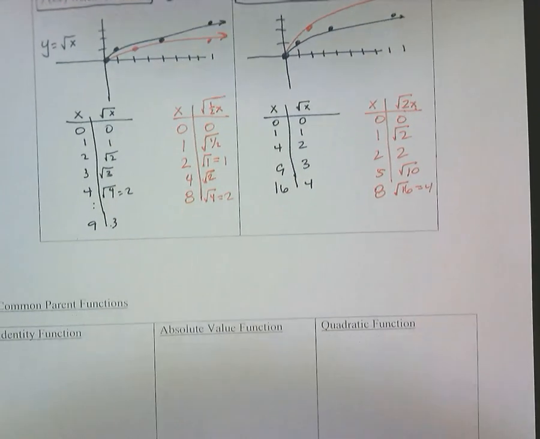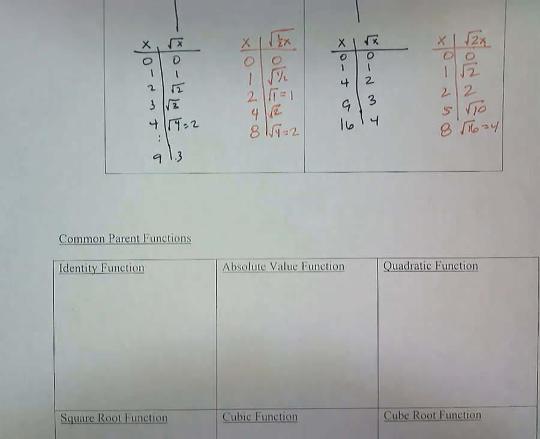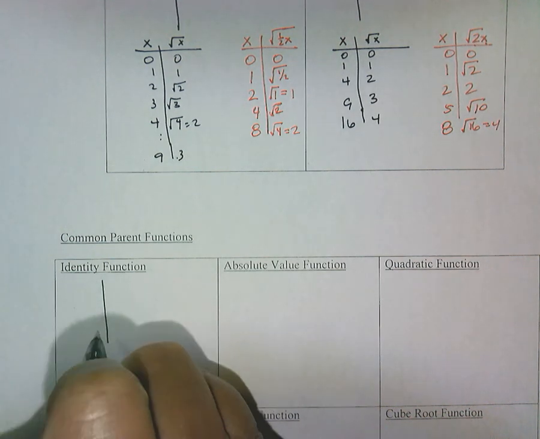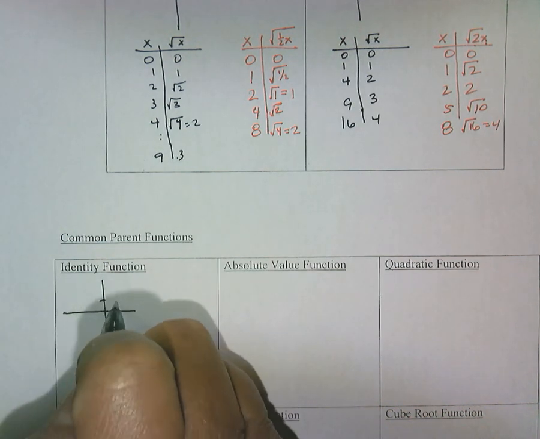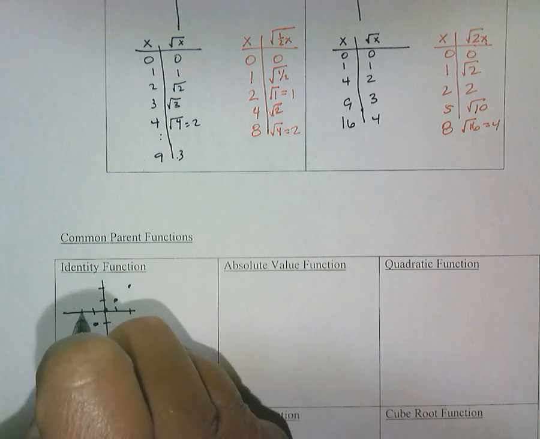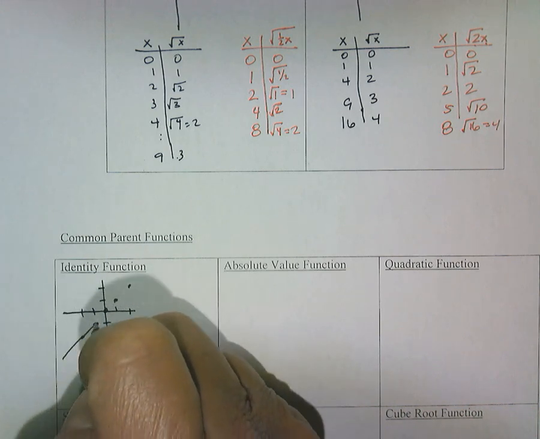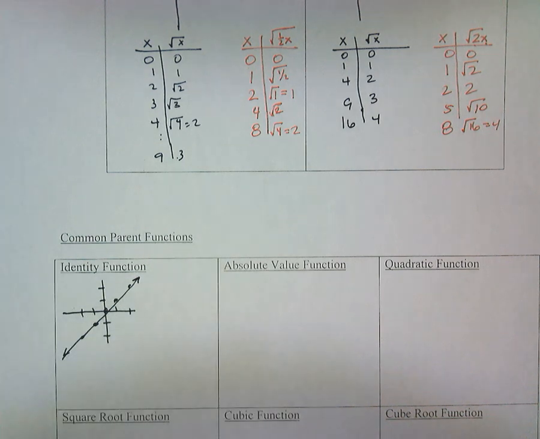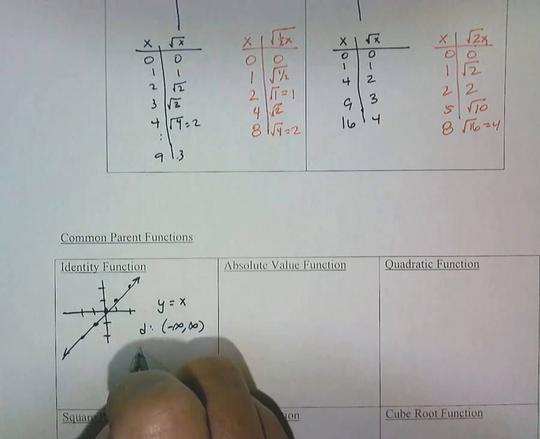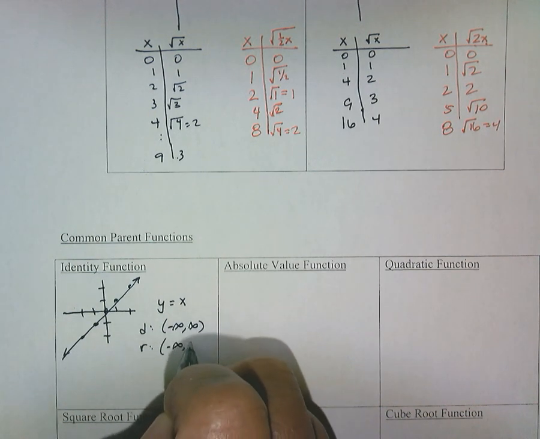Now, as I've been doing these, I've been talking about different functions. These are all called parent functions. The identity function is what you recognize as a line. It's specific: it goes through 0, 0, and has a slope of 1. The equation would be y equals x. My domain is all real numbers, and my range is all real numbers.